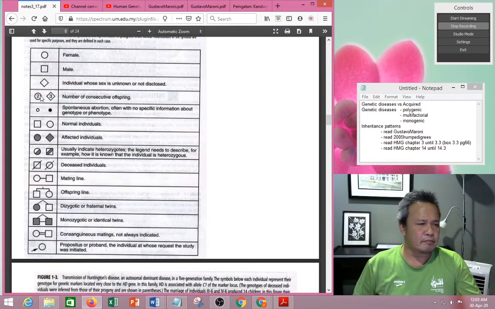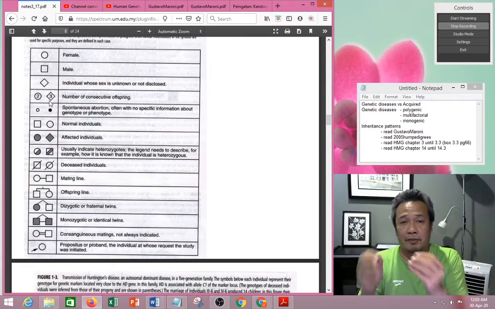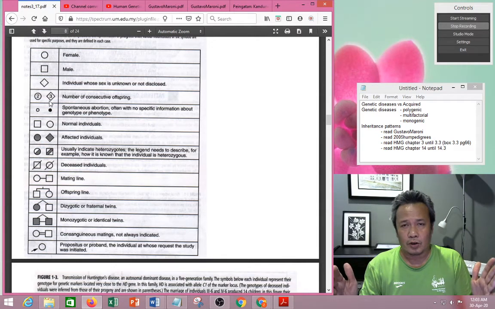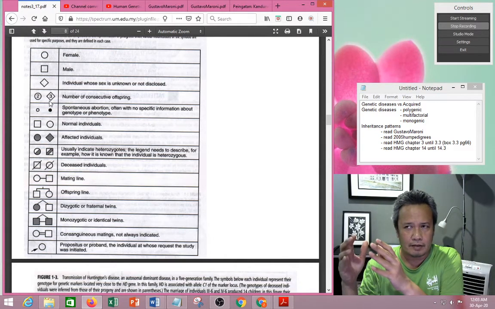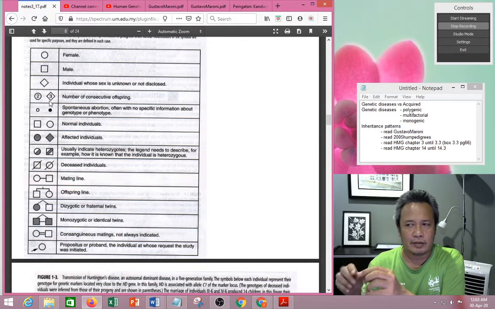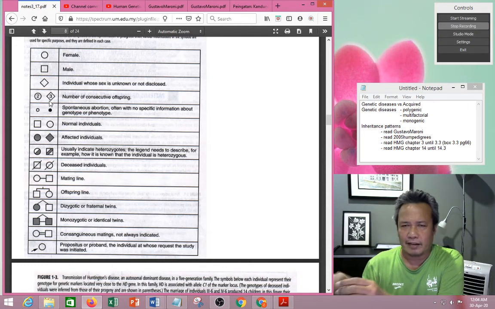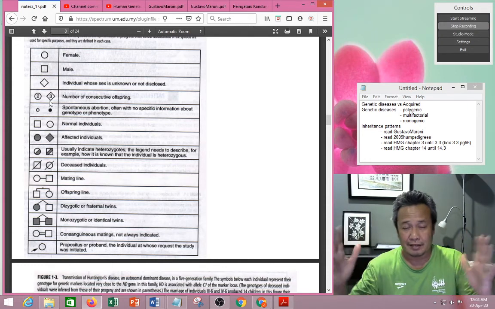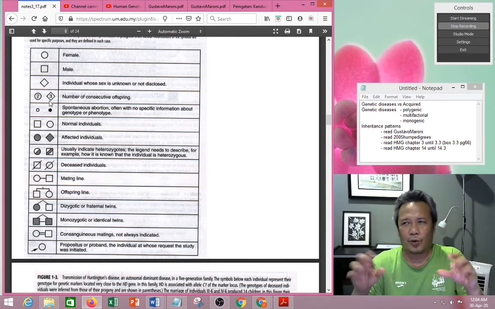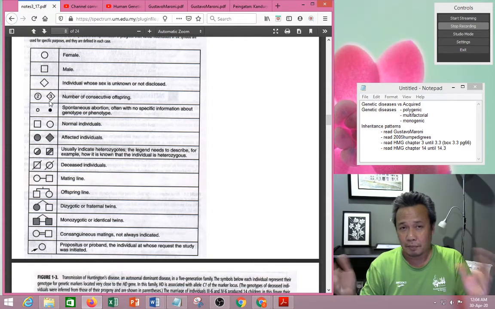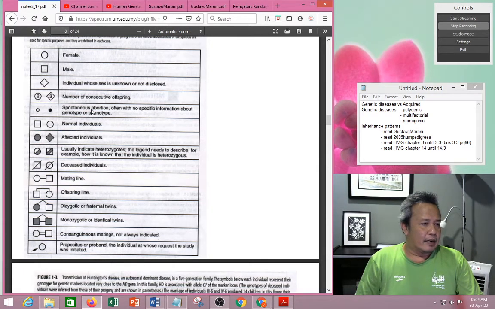So sometimes you can simplify the pedigree. If the data is not important, you can say this family has so many children. If even the gender is not important, you just draw a diamond and say they have 6 children. You don't have to draw every individual if they're not part of the study. Spontaneous abortion. Unaffected individuals, not normal, healthy individuals.